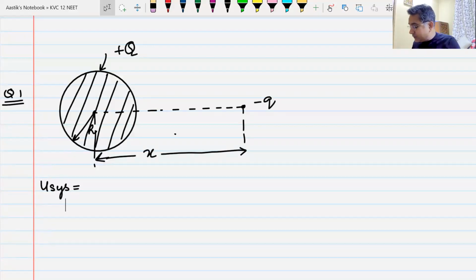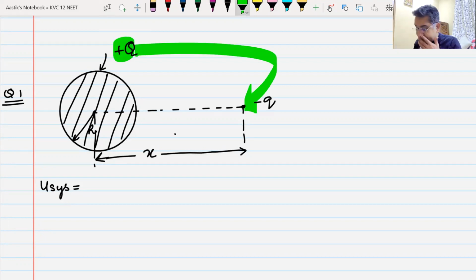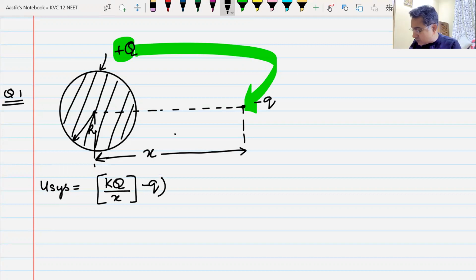Well, the answer is very simple. How do you get the potential energy of charges? Because of this sphere, you can find out the potential at this point. Just find out the potential due to the sphere at this point and multiply it by the charge. What is the potential due to a sphere at any point outside? I told you yesterday, it is kq by the distance from the center. That distance is x. kq by x is the potential created by this shell or sphere. Multiply it by the negative charge over there.